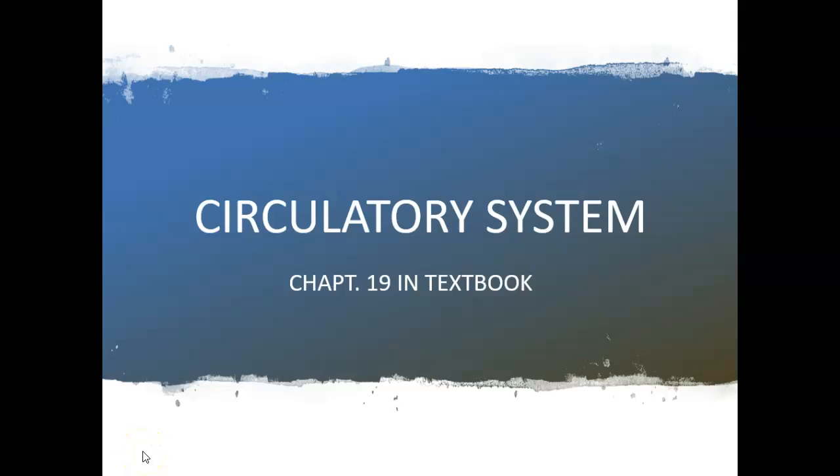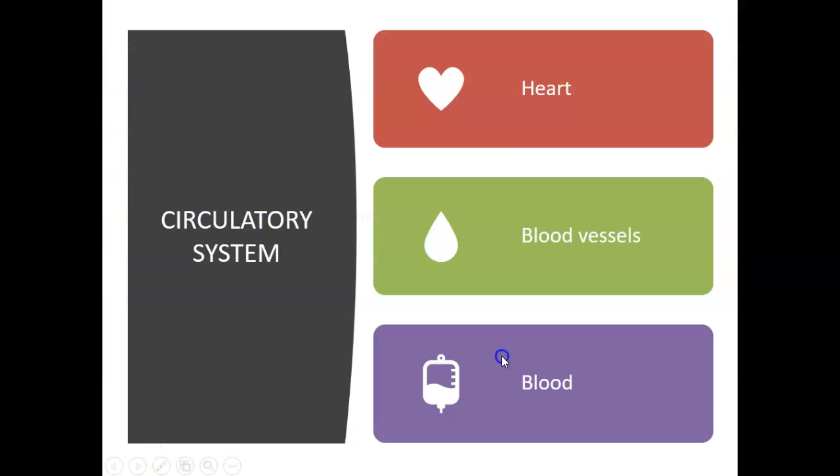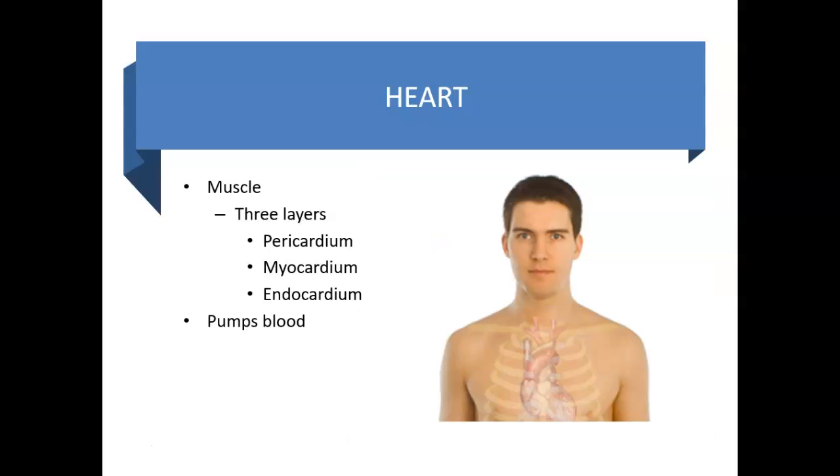Welcome back, class. This is Unit 11. Part of it is the circulatory system, which is Chapter 19 in your textbook. The circulatory system is made up of the heart, the blood vessels, and blood.